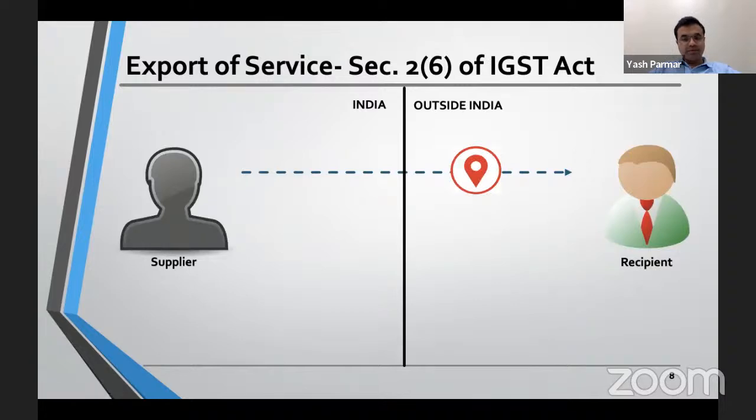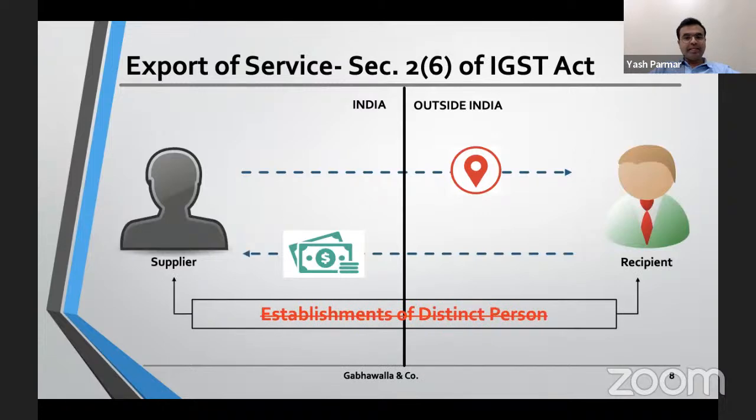the place of supply of service is outside India, the payment for such service has been received by the supplier of service in convertible foreign exchange. So basically, convertible foreign exchange should come in India, and the supplier of service and the recipient of service are not merely establishments of a distinct person, in accordance with explanation 1 in section 8. So these are certain conditions, 5 conditions basically, for satisfying the definition of export of service.